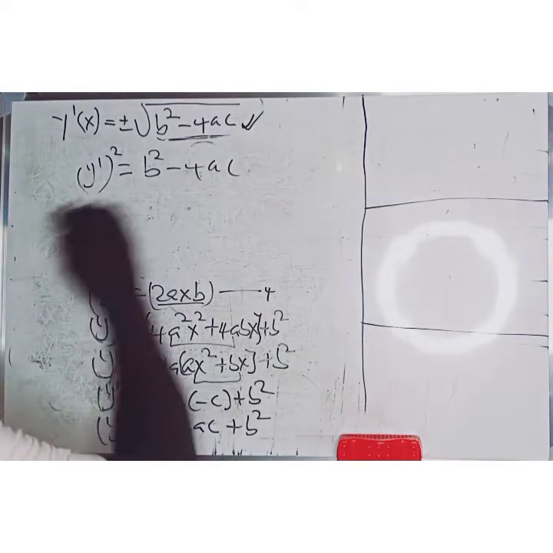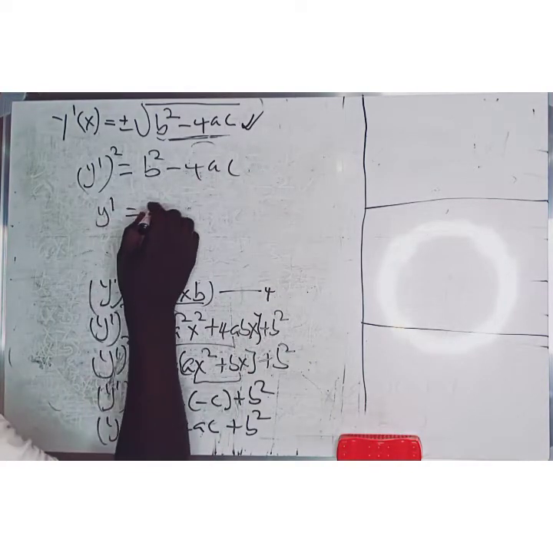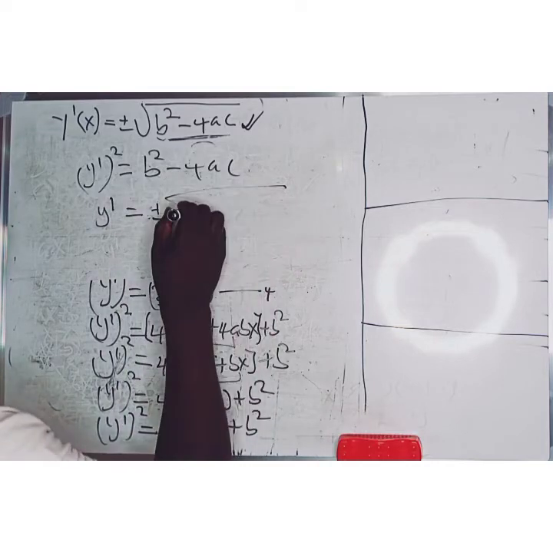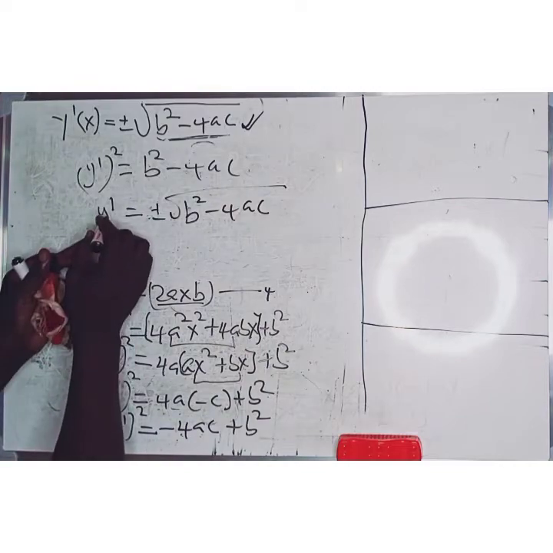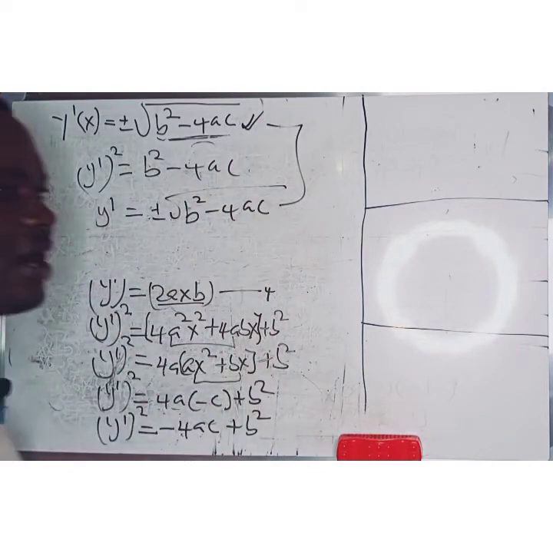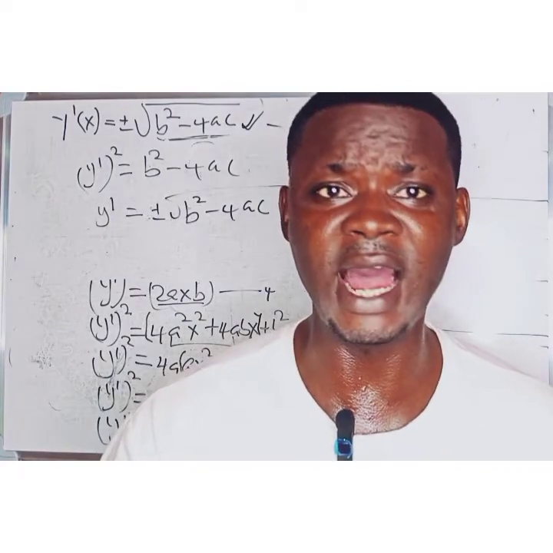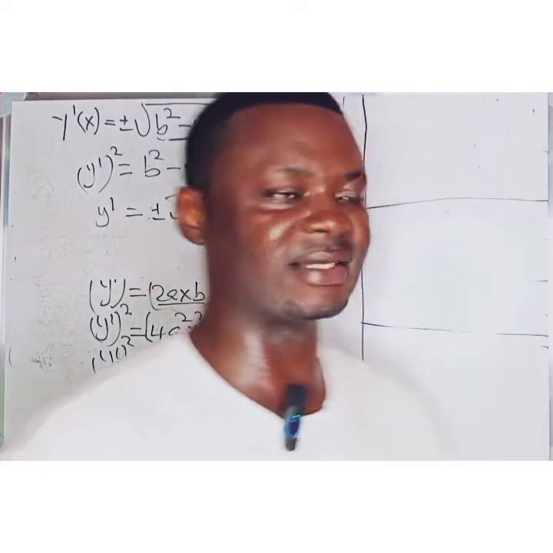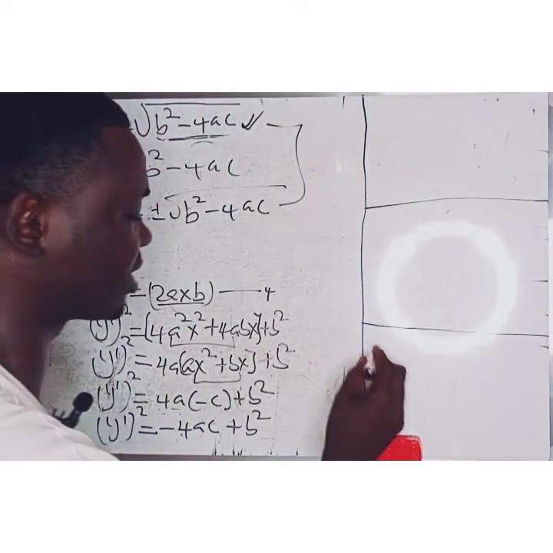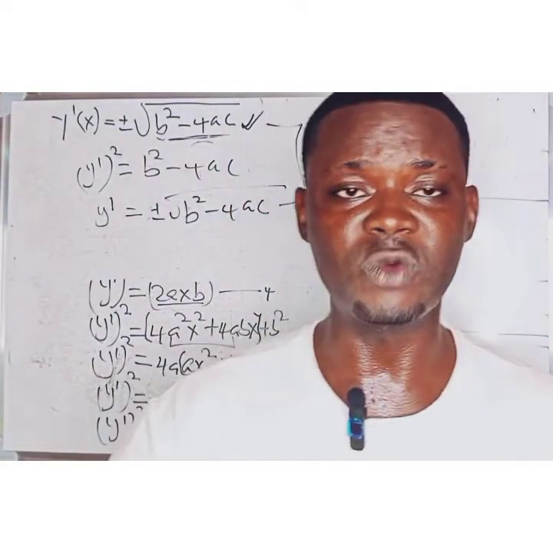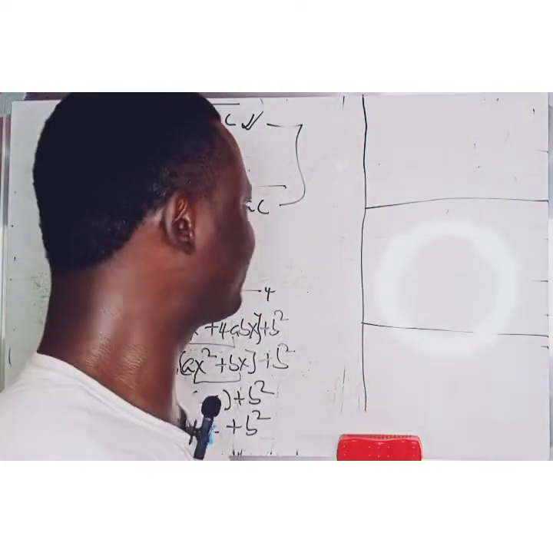So at this juncture, I take the square root of both sides, which gives me y prime of x equals plus or minus the root of b squared minus 4ac. Do you see? This and this are now the same. Do you see how this formula was actually derived? You don't just come and say, from the quadratic formula, and tell me that that doesn't make sense.